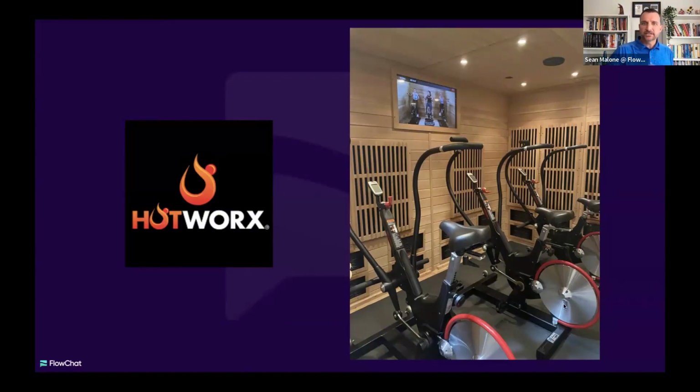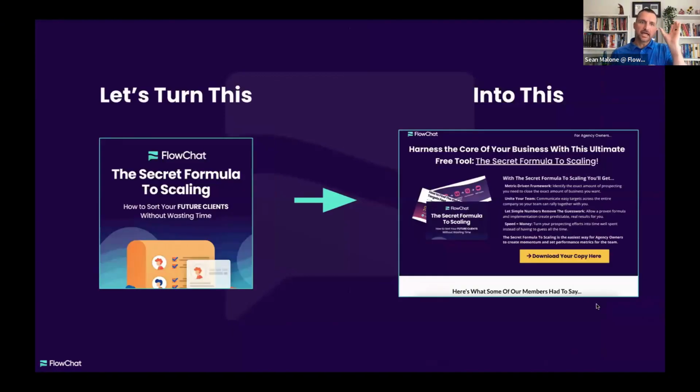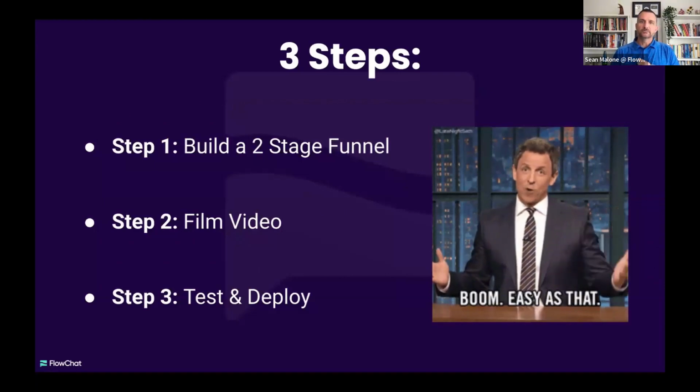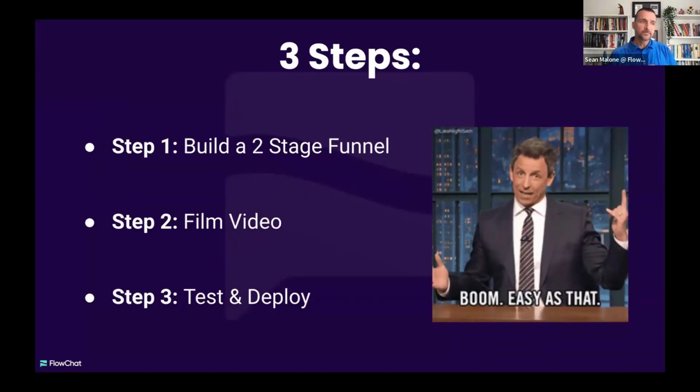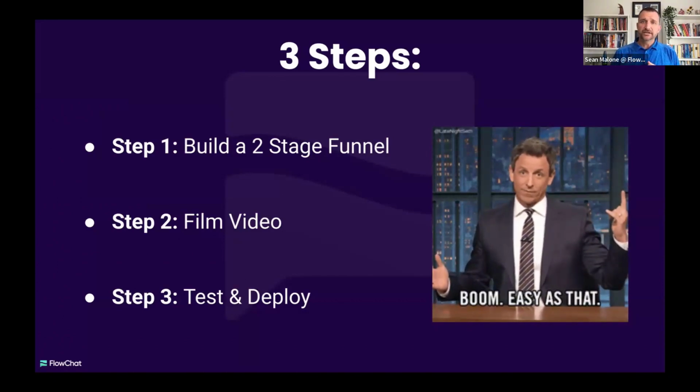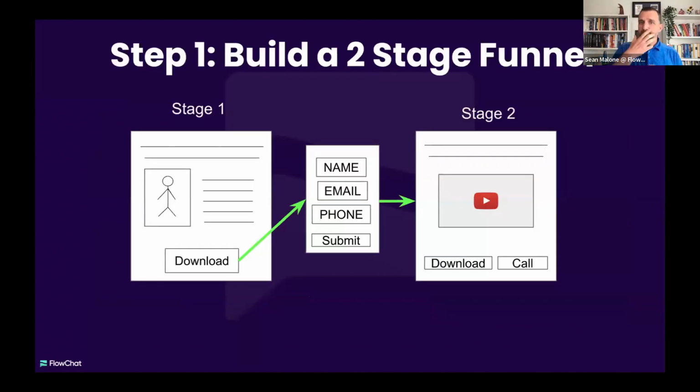And so that's what we're going to talk about today. How do you turn a PDF into an immersive experience? And again, very simple to do. Here's the 3 steps. Number 1, we're going to build what we call a 2-stage funnel. So if you've never built a funnel before, but you have a funnel building software, this is going to be an awesome little session for you. If you already know how to build funnels, this will be a snap. The second step is just to film the video, and there's some things I want to share. And then number 3 is just testing and deploying. Boom, easy as that. So let's get into it.